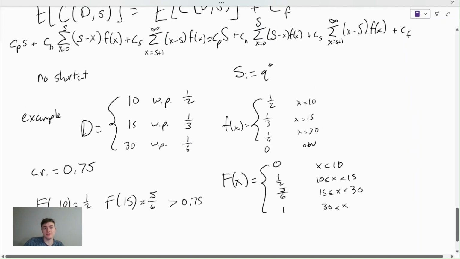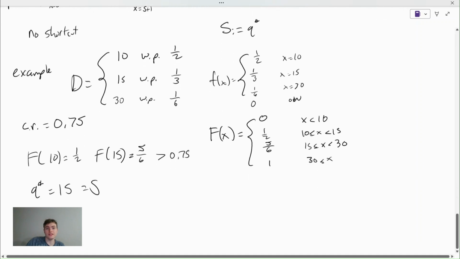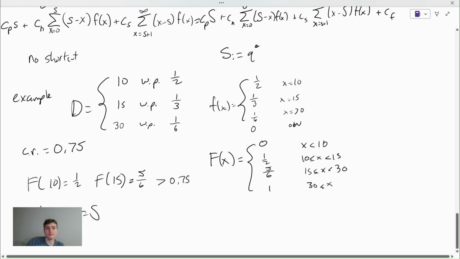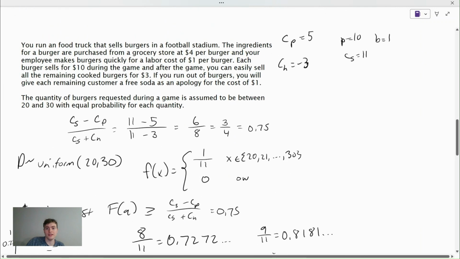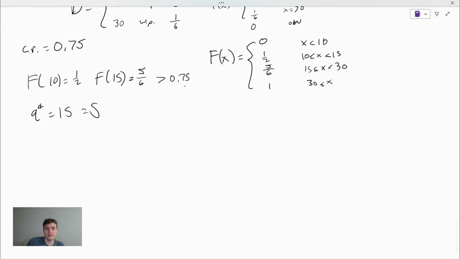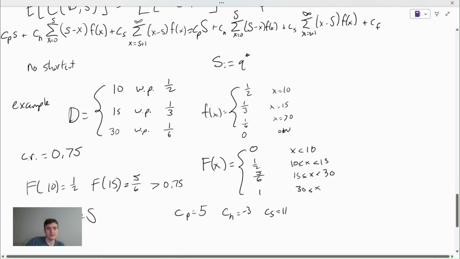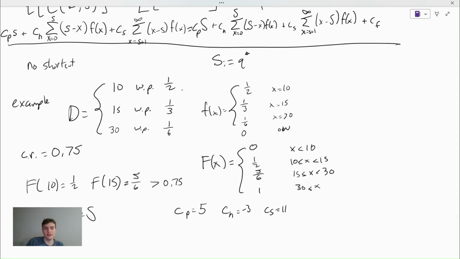And now to find the little s, we're going to have to plug in this big S up here, and then leave the little s down there and solve for it, right? So let's take these values up from above. CP equals 5, CH equals -3, CS equals 11. Let's start with this equation up here, right?